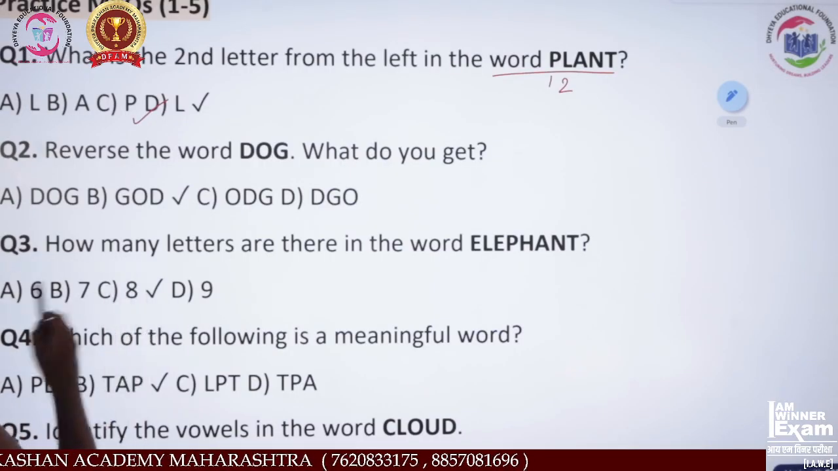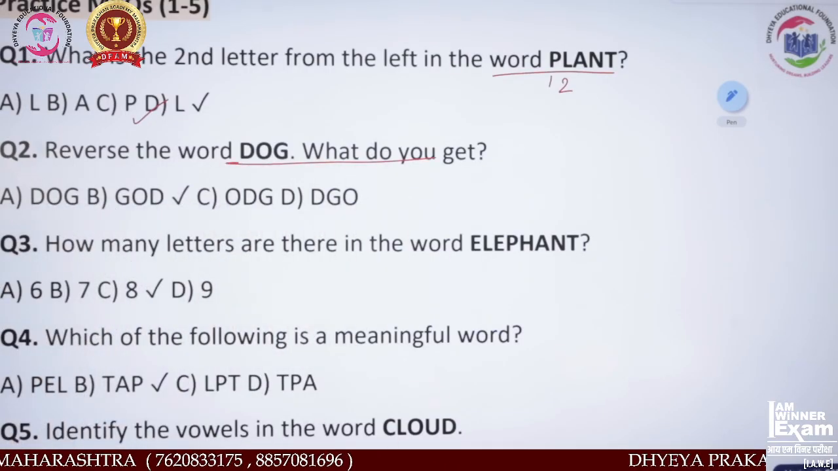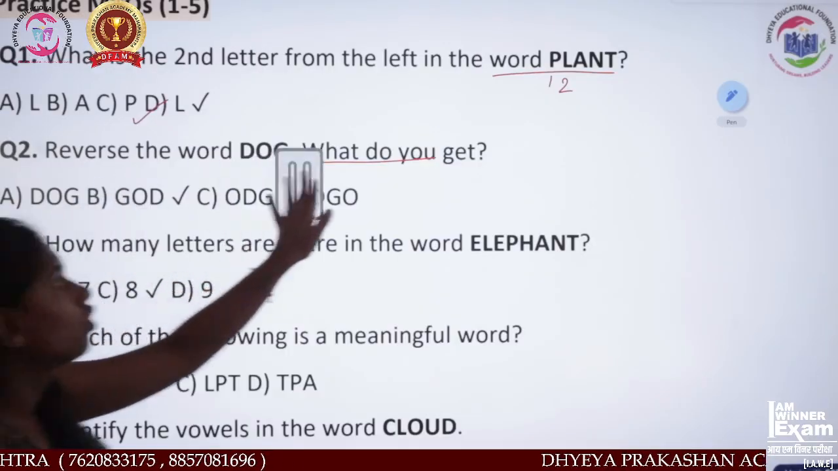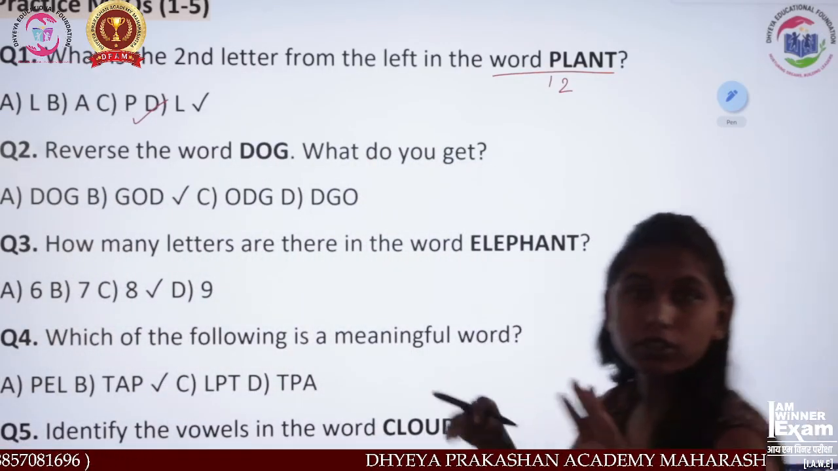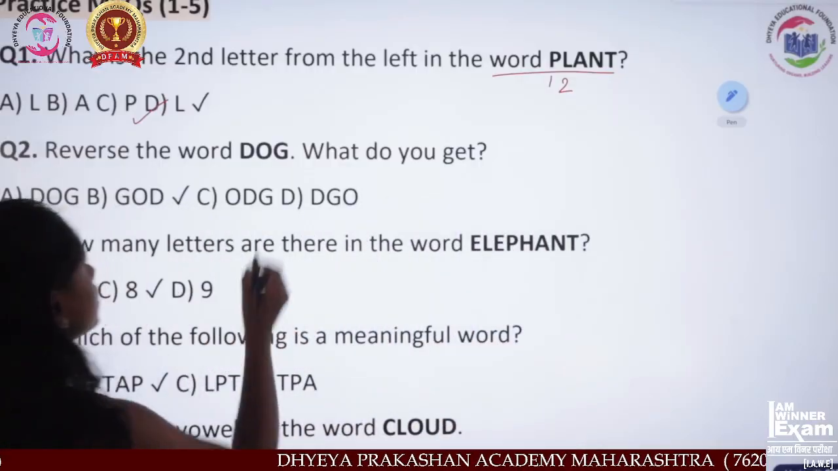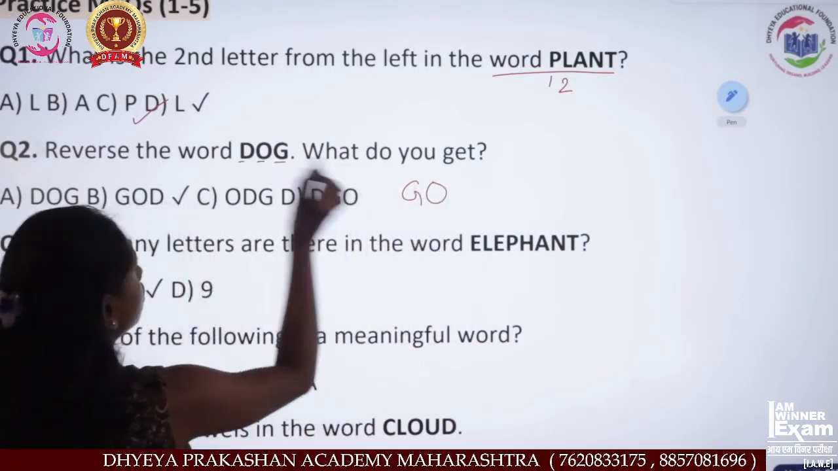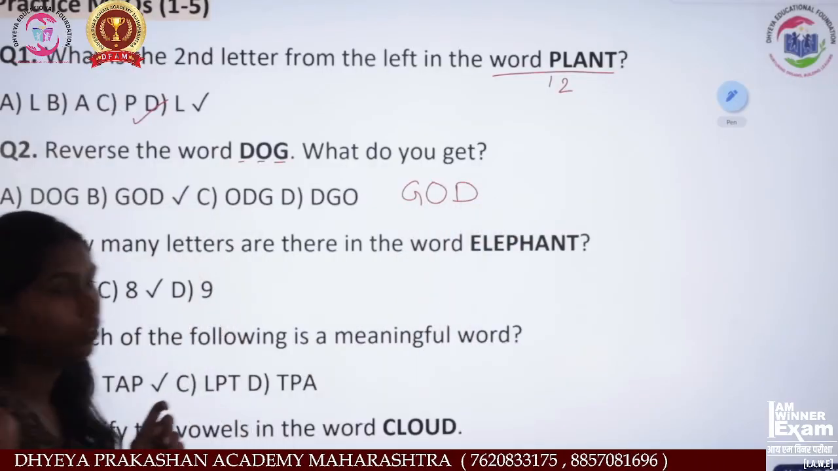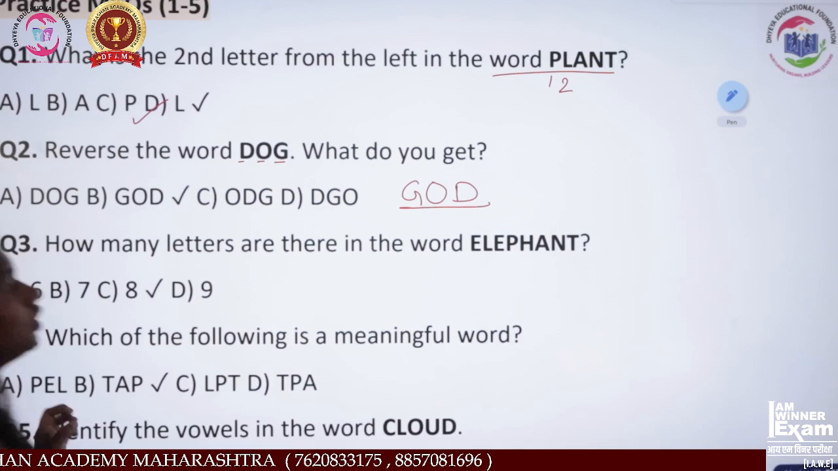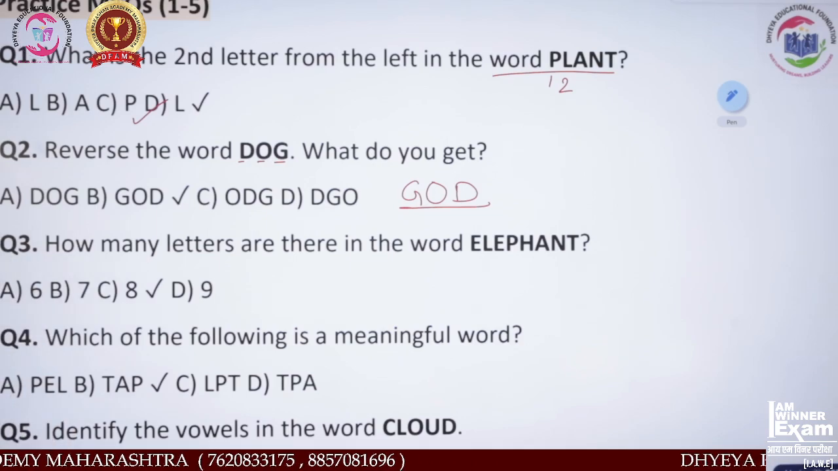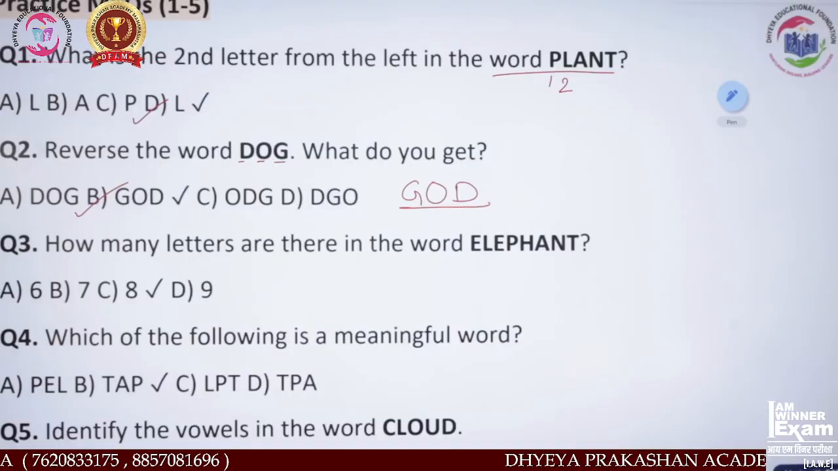Then second, reverse the word dog. What do you get? Now what is meant by reverse? You have to write in the reverse order, means last letter first, like this. So we got here the word God. Now which word here matches our word? That is option number B, God.